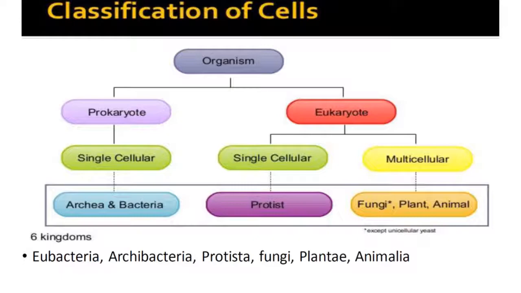In eukaryotes, there are two further classifications: single cellular and multicellular. Single cellular are protists and multicellular are fungi, plants and animals. There are 6 major kingdoms in the basic classification of organisms: eubacteria, archaebacteria, protista, fungi, plantae and animalia.